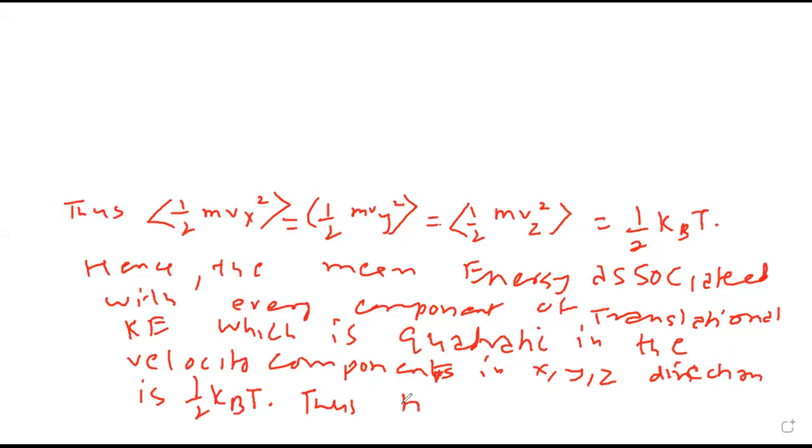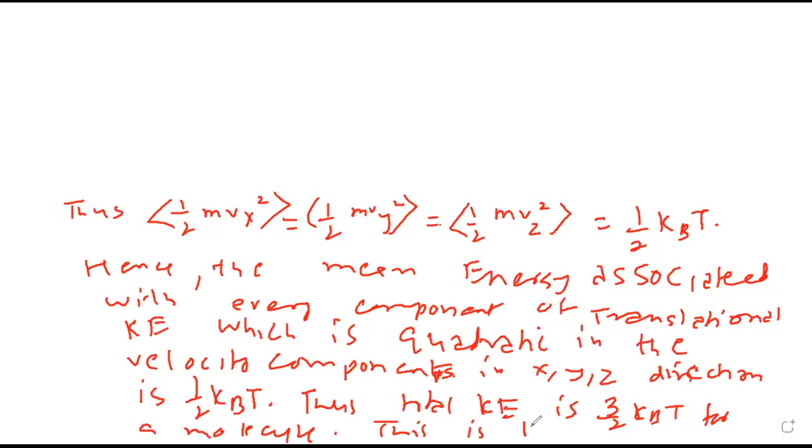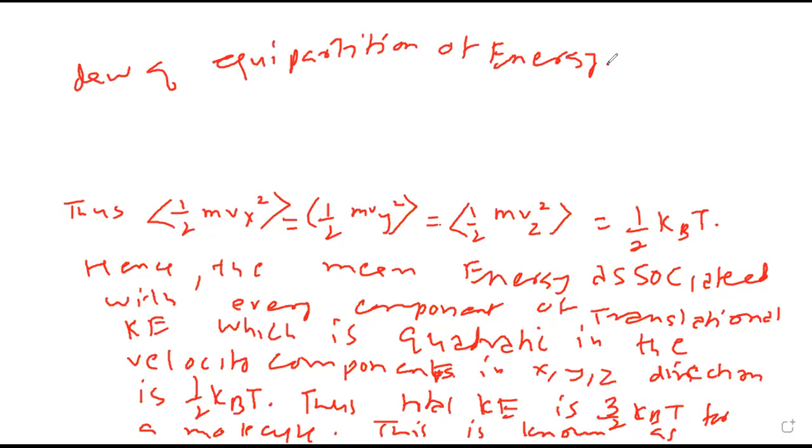Thus total kinetic energy is 3 by 2 kBT. Total kinetic energy is 3 by 2 kBT for a molecule. This is known as law of equipartition of energy. That means each velocity square term is half kBT, is known as law of equipartition of energy.